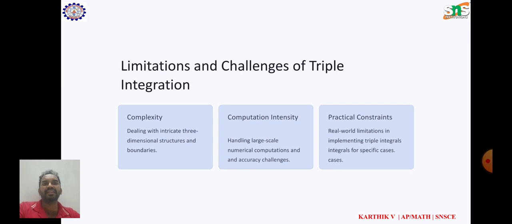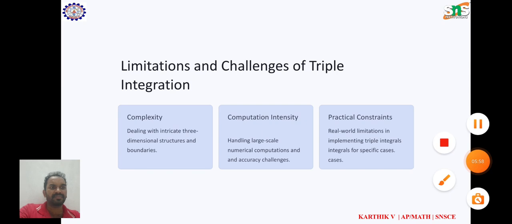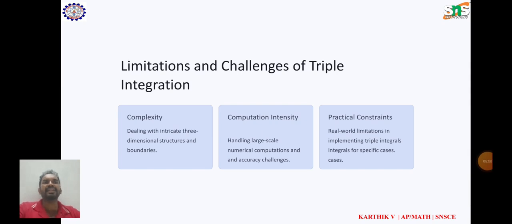Determining the limits of integration. Finding the correct limits of integration for a given region in three-dimensional space can be challenging. Physical interpretation. Interpreting the results of triple integrals in real-world applications can be challenging. Numerical approximation. In many cases, triple integrals cannot be solved analytically and must be approximated numerically. However, numerical methods may introduce errors. The accuracy of approximation depends on factors.